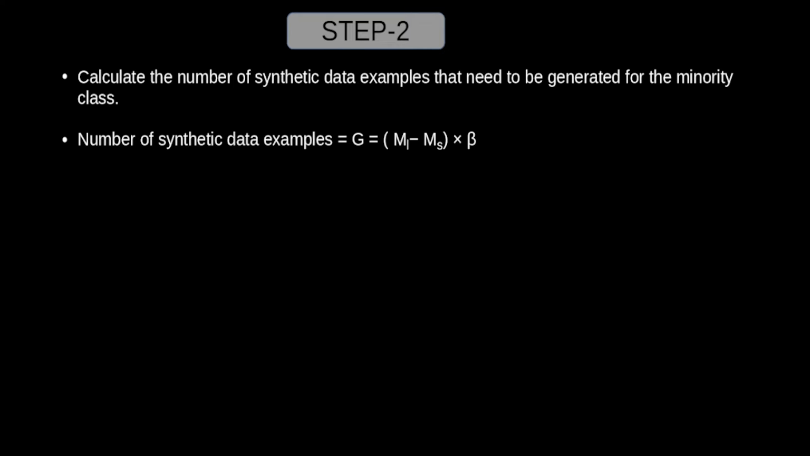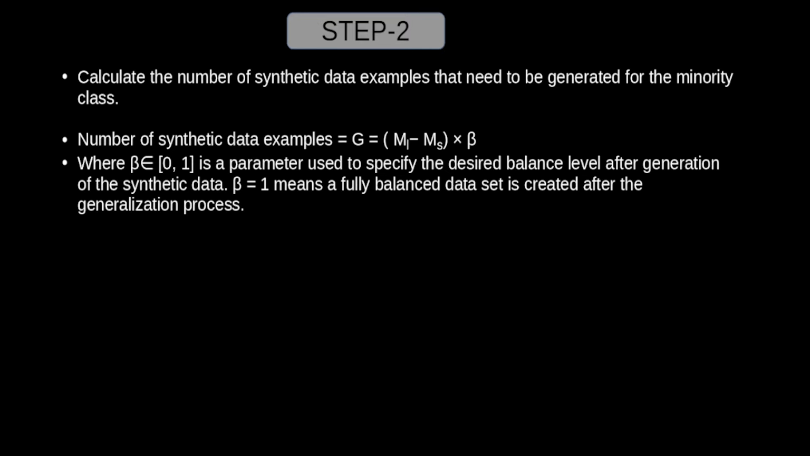The number of synthetic data examples, which is G, equals (ml minus ms) multiplied by beta. ml is the number of samples belonging to the majority class minus ms, which is the number of samples belonging to the minority class. And here beta plays a very important role. Beta belongs to 0 and 1 and is a parameter used to specify the desired balance level after generation of synthetic data.